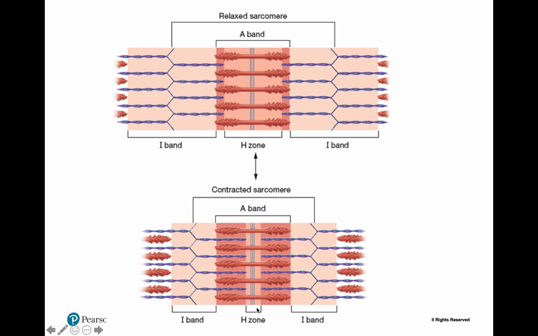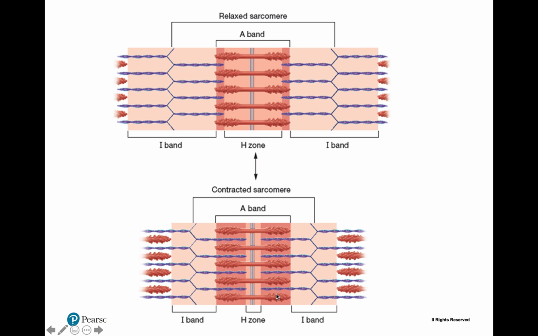Now down here, I'll see that this is a contracted sarcomere, and I know that it's contracted because the H zone is now so small. It's pretty much just an M line. All right, so very, very small H zone, and the I bands have also shrunk. And the reason for that is because the actin has slid in towards the M line.